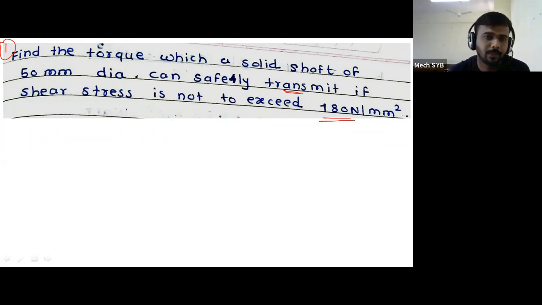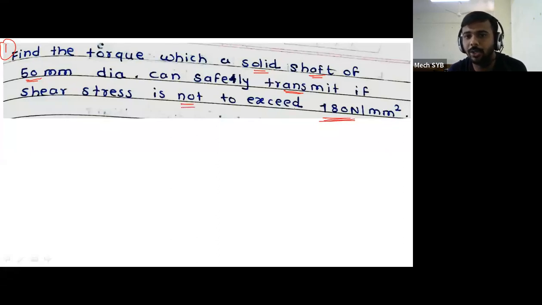Full stop. There is one shaft. Which shaft is there? Solid shaft is there. First of all, we have to check whether the given shaft is solid in section or hollow in section. So here they have clearly mentioned the shaft is solid, and that solid shaft is having only one diameter, 50 mm, and the shear stress is not to exceed 180 Newton per mm square.